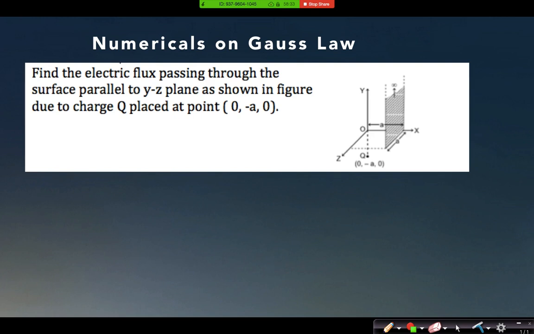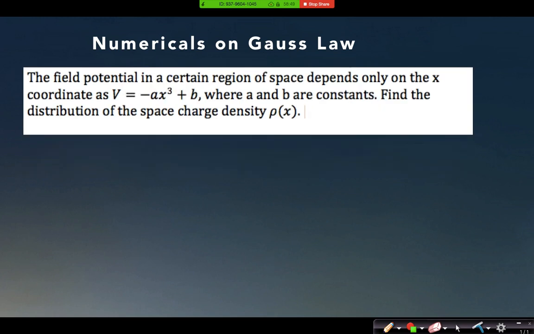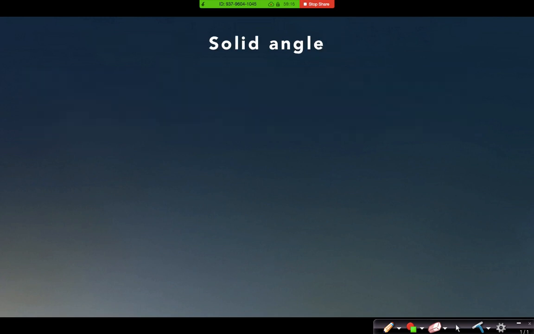Okay, so this is a good question. I will not discuss the answer today, I will discuss it tomorrow. These two questions I will solve tomorrow. So today we will discuss solid angle. This is also a part of Gauss law that we were discussing.